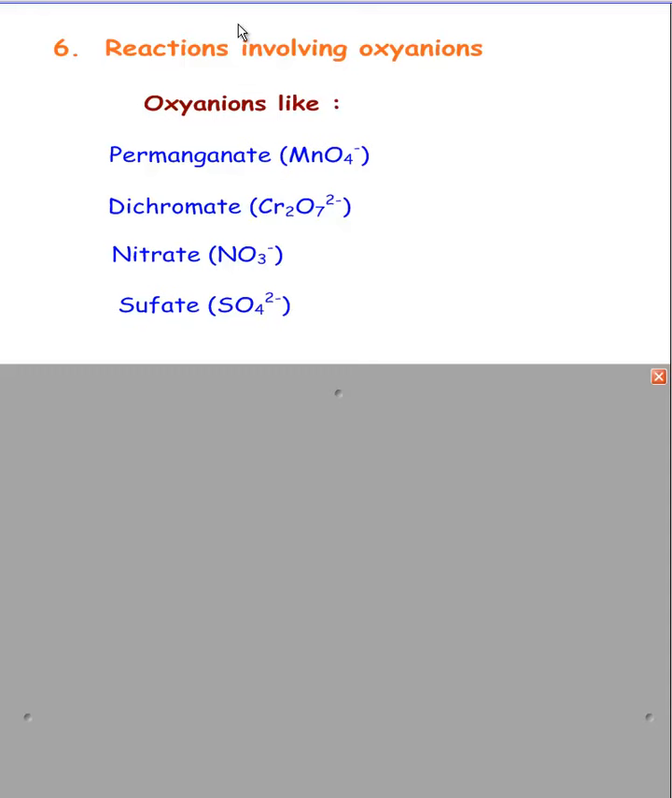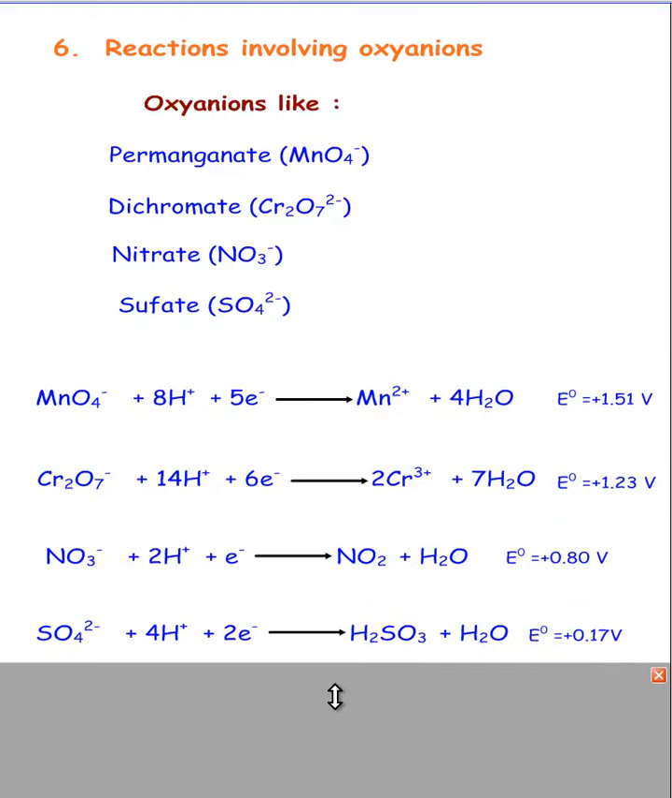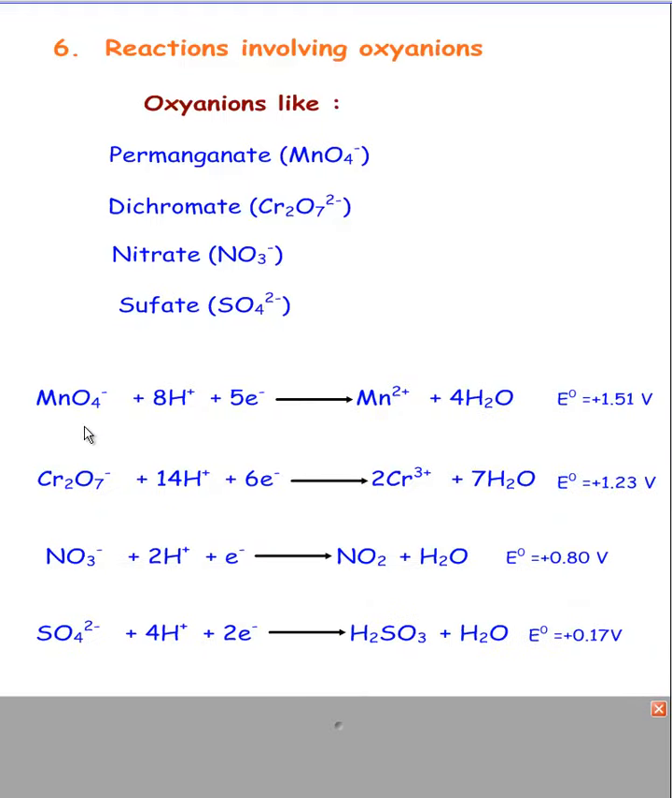Other reactions which involve oxidation are these called the oxyanions: manganate, dichromate, nitrate and sulfate. And here are the examples. For manganate, these are all reduction reactions, and we will produce these types of ions here on the other side.